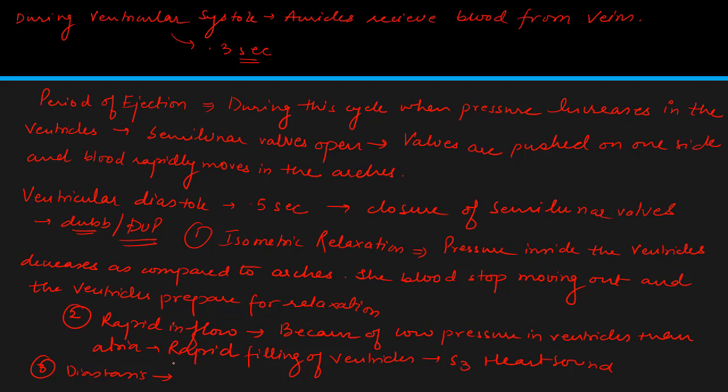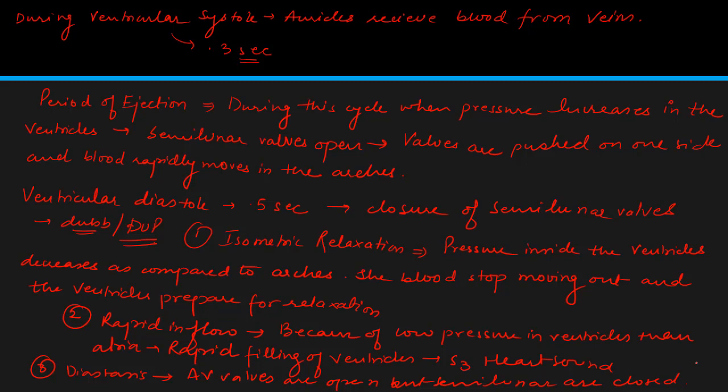Also, at this time, the AV valves are open, but semilunar valves are closed. So diastasis means the initially rapid inflow was there in the rapid inflow of ventricles.